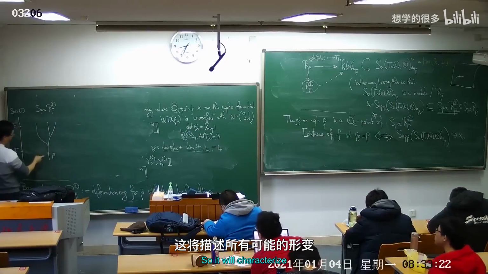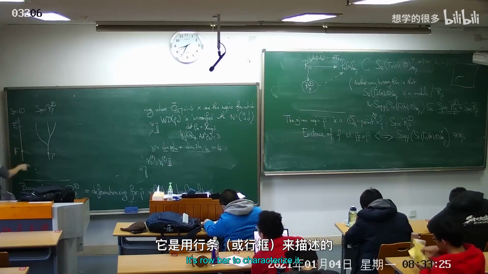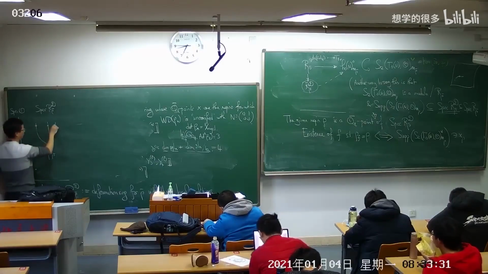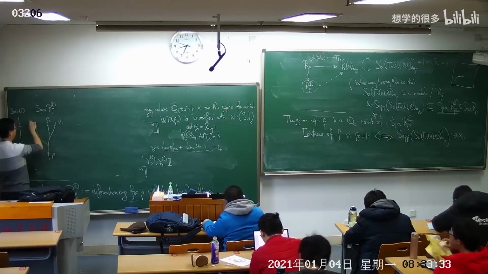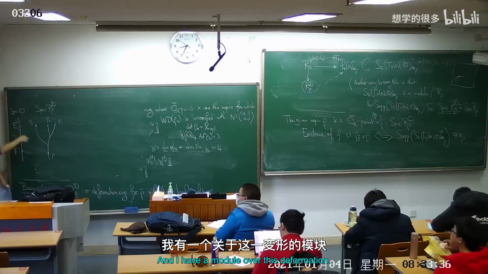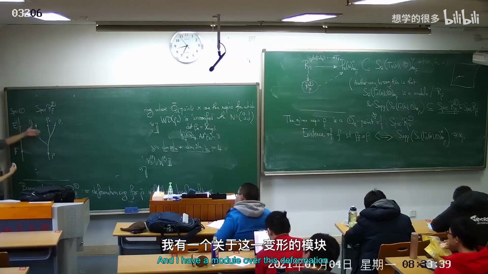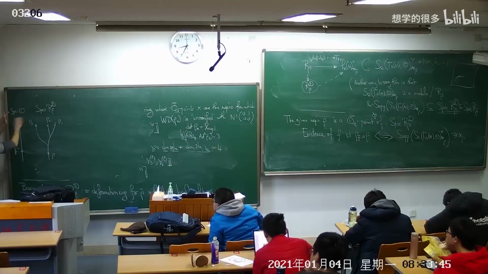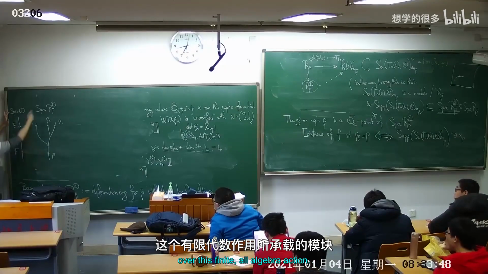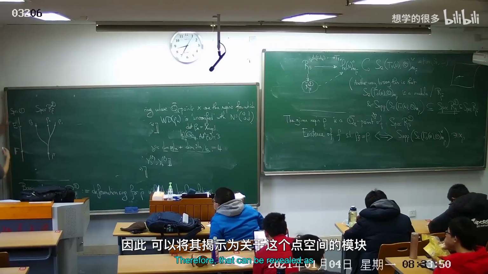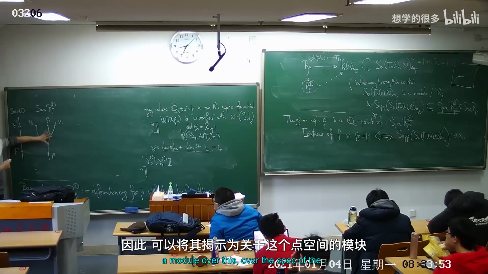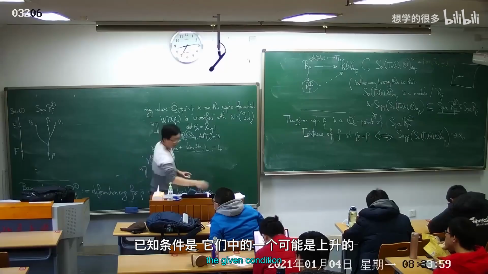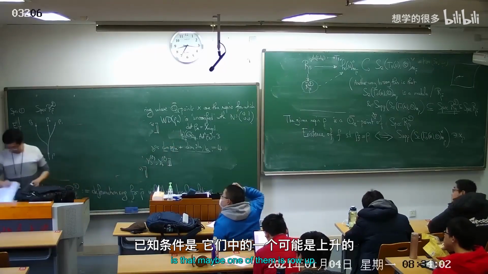So it will parameterize all possible deformations of this rho bar to characteristic 0. Maybe there are 3 deformations: rho 1, rho 2, and rho 3. Okay, so this is the deformation ring. And I have a module over this deformation ring. My space of modular forms will be a finite rank O-module that carries an action of this finite O-algebra. So that can be viewed as a module over the Spec of the ring. Maybe the given condition is that one of them is rho F.